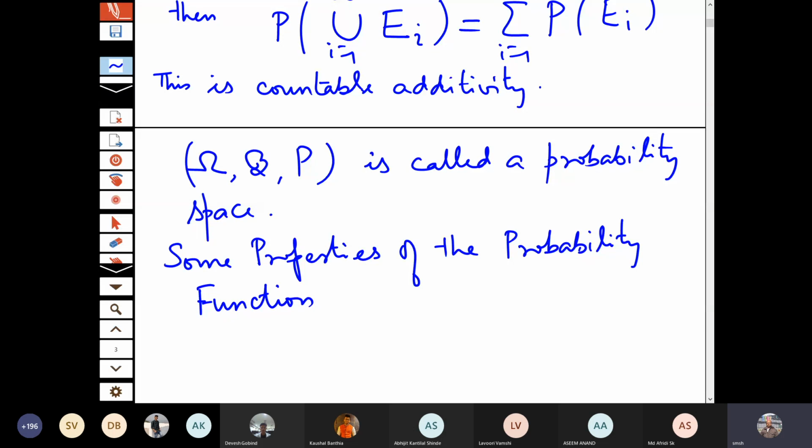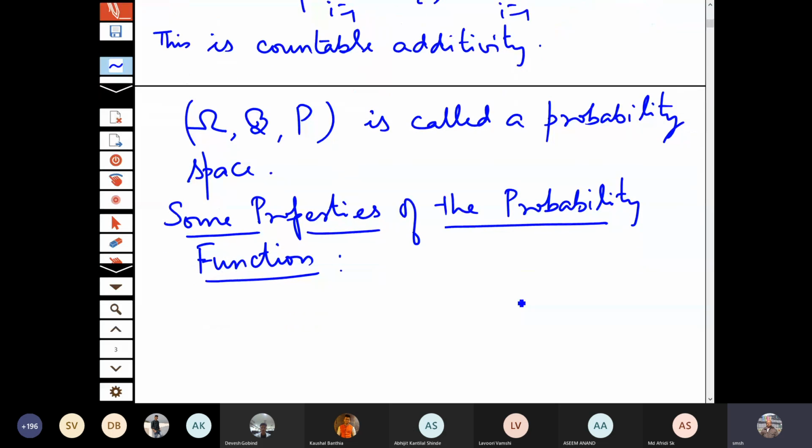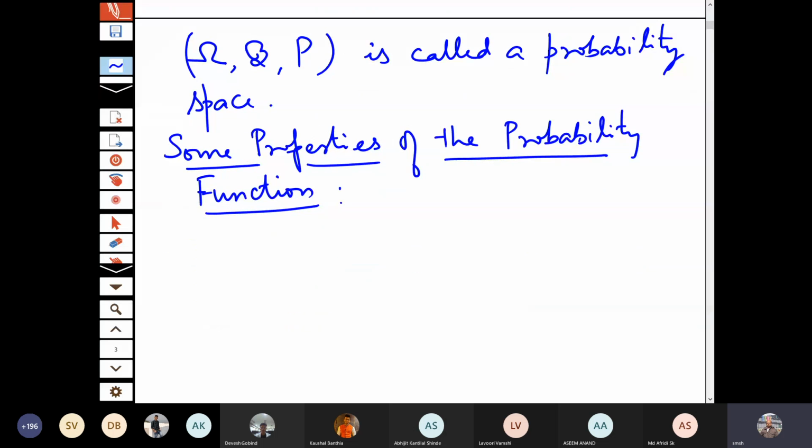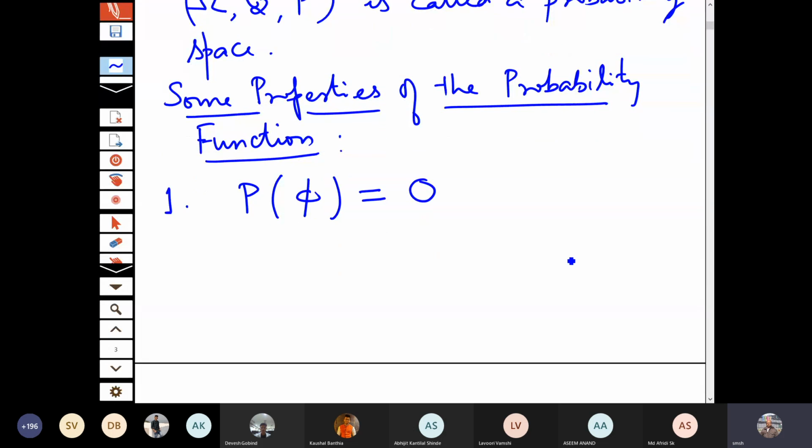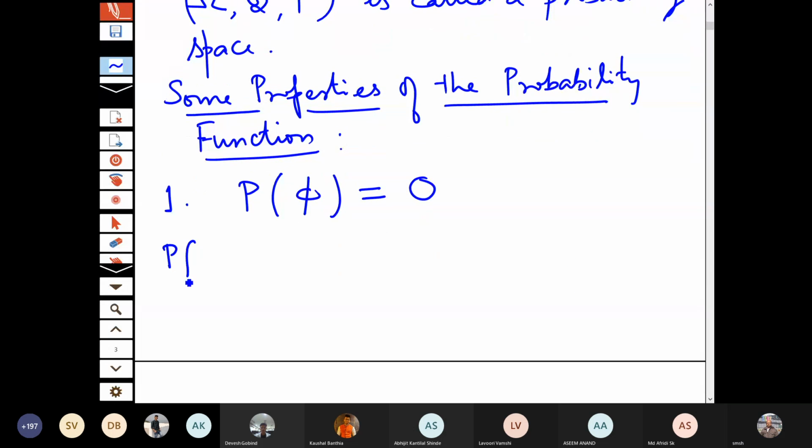So using this axiomatic definition, when we are able to define a probability function, then we can look at some of the simple properties which will immediately follow. So for example, let us consider first property, that is probability of an impossible event will be 0. Let us look at the proof of this.